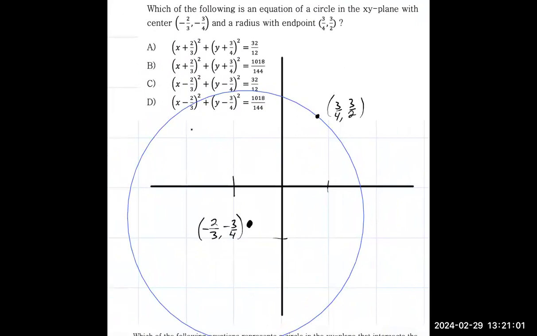Okay. So with the equation of the circle, x minus h squared plus y minus k squared equals r squared, we know that we're going to have x plus 2/3, because that's x minus -2/3. And we're going to have y plus 3/4, because the y value of the center is -3/4. So it's y minus -3/4. But what we need is the radius. So we can plug it in and get the radius squared.